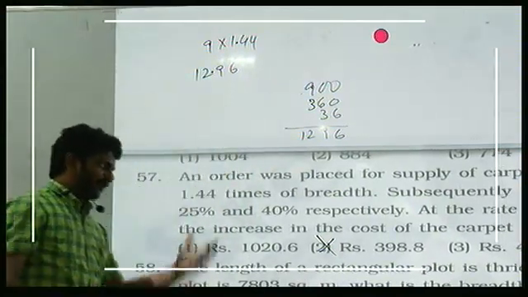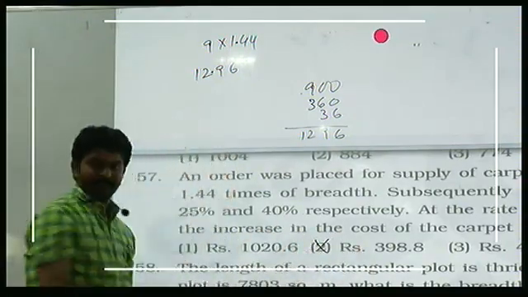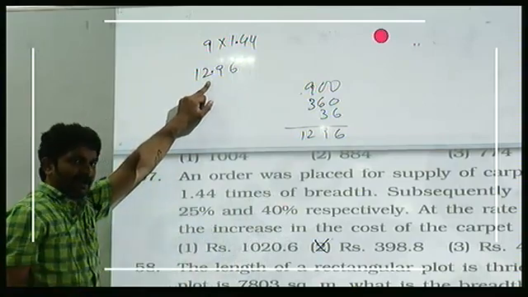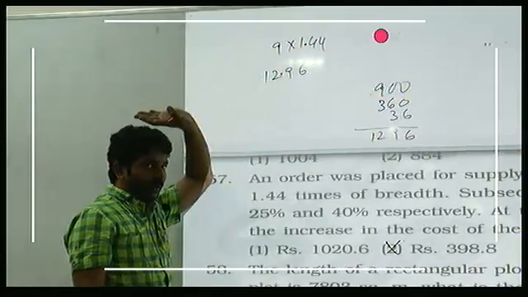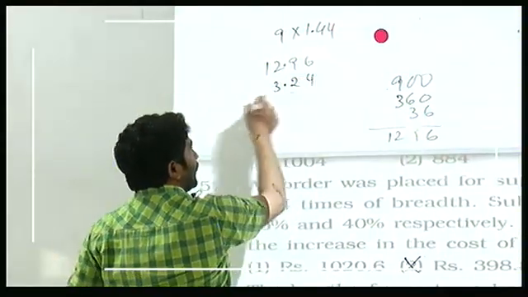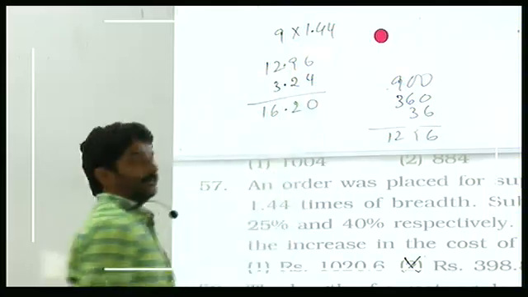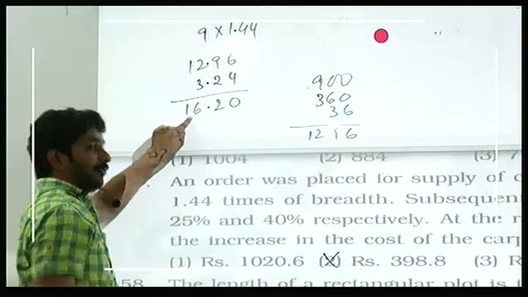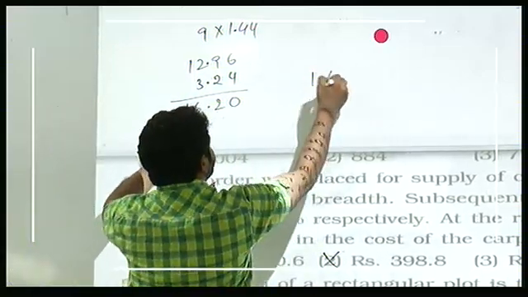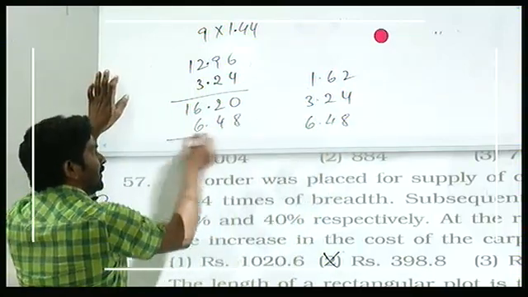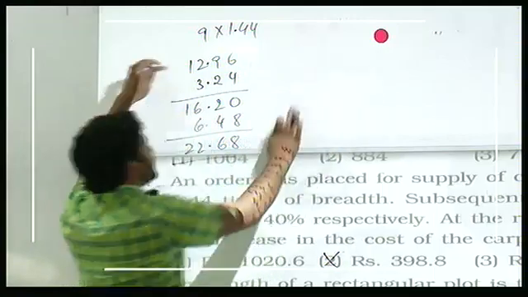As length and breadth are increased by 25% and 40%, the area also will increase by the same. Let me increase this value by 40% first, then I will increase 25%. Order has no importance. Whatever you want you can do. Or else calculate 25%, which is 1/4 of this number: 3.24. The increased value becomes 16.20. Then you need to increase its value by 40%. 10% of this number is 1.62. 2 times is 3.24, 4 times is 6.48. Add 6.48 to this number, it becomes 22.68. So the original area is 12.96, and the increased area is 22.68.